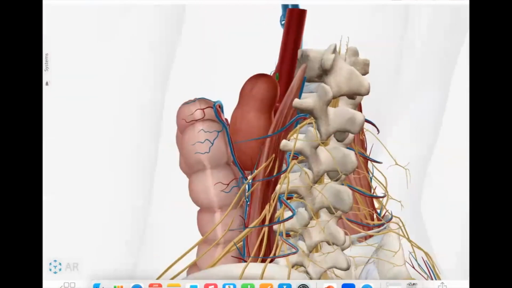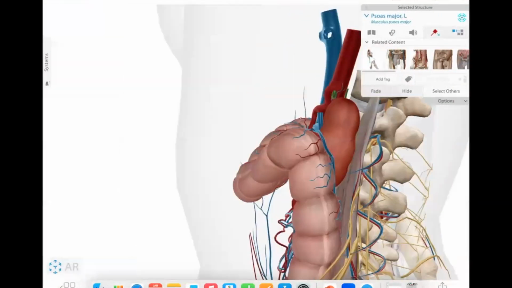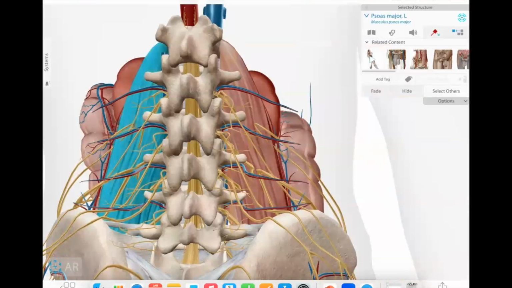And also the muscles are coming out. We can see this muscle. What is the name of this muscle? Psoas major muscle. It's a very important muscle. So remember, इस muscle का नाम है psoas major.